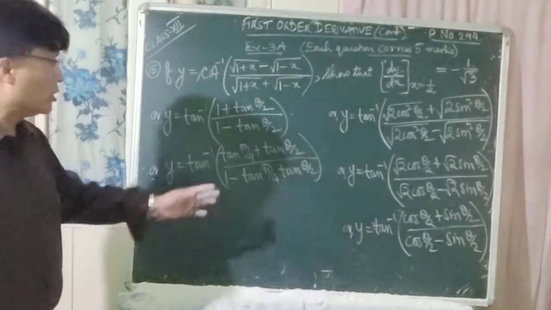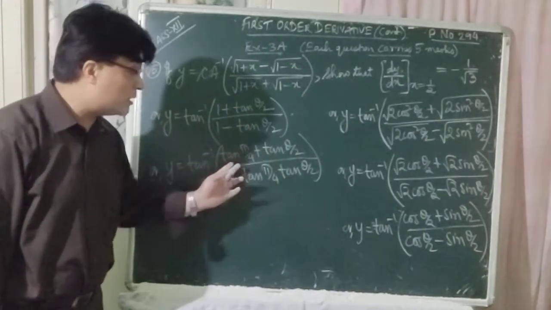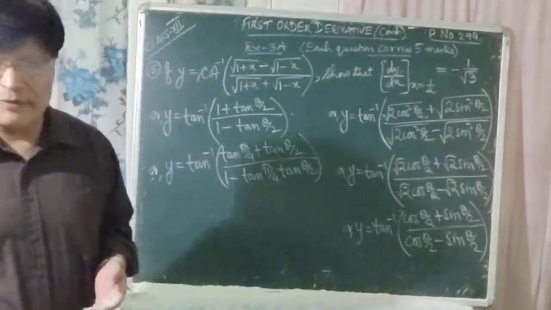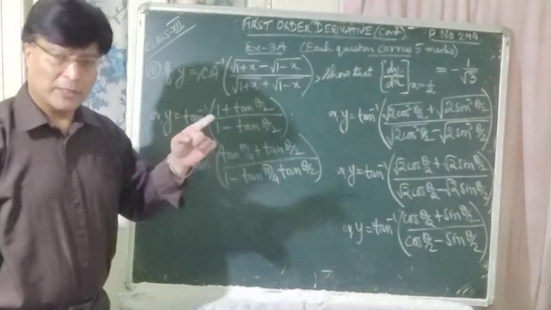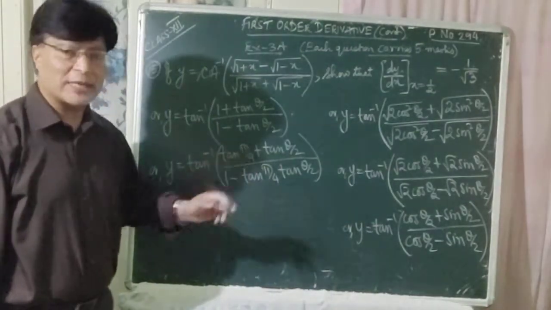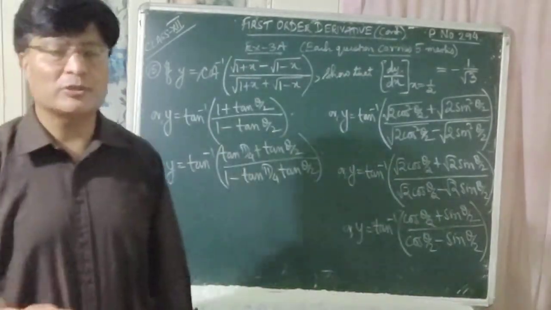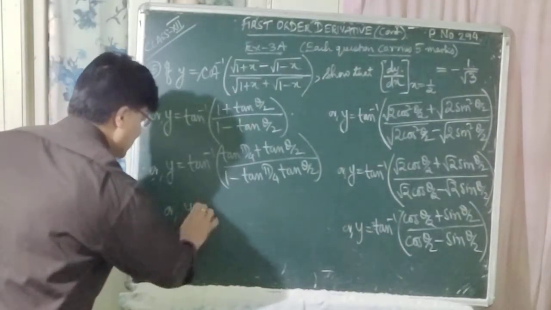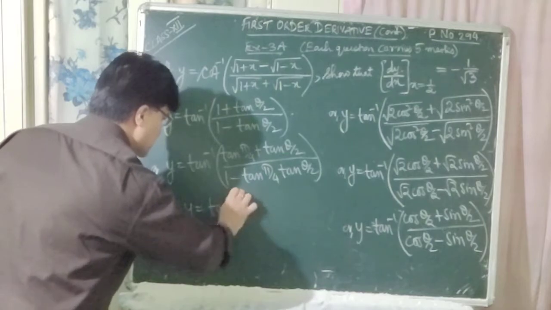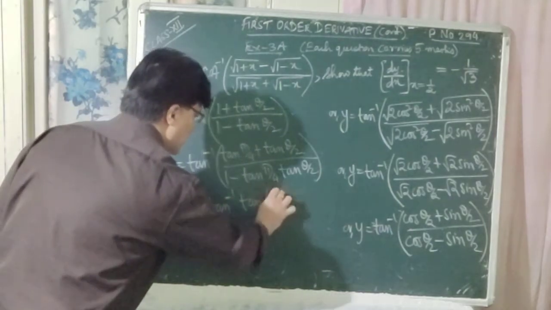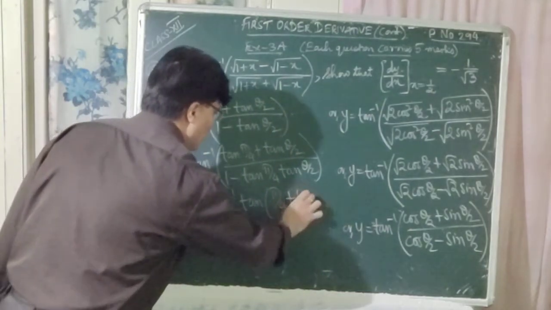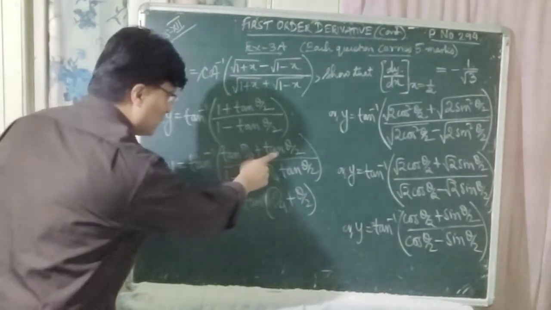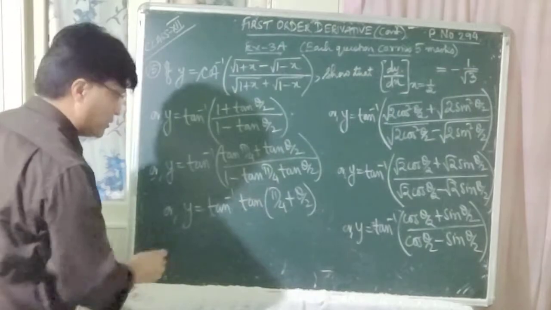Is that clear? So this is the form tan A plus tan B divided by 1 minus tan A tan B. You did it in class 11, isn't it? In trigonometry, in compound angle, there is a formula tan A plus tan B divided by 1 minus tan A tan B, which is equal to tan of A plus B. So y is equal to tan inverse. Now tan of what is A plus B out here? It is pi by 4 plus theta by 2. Clear? That is tan of A plus B. B is theta by 2 here.